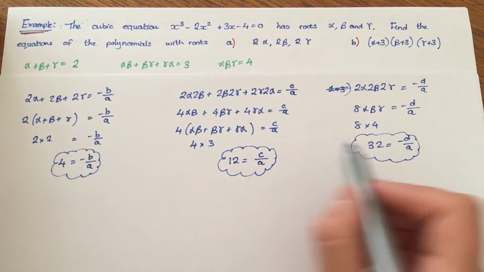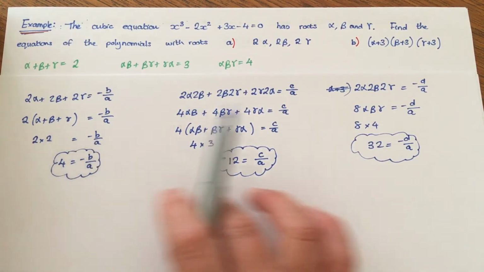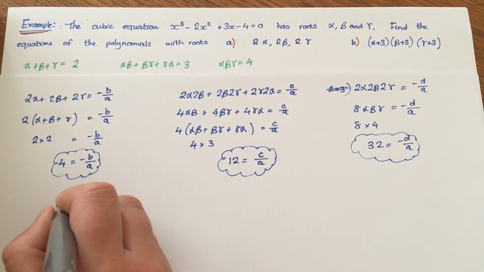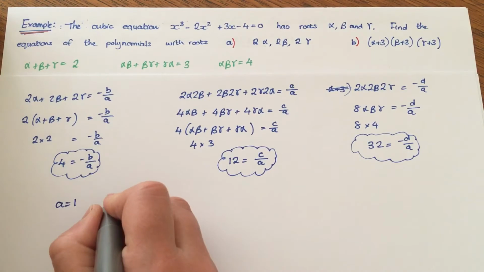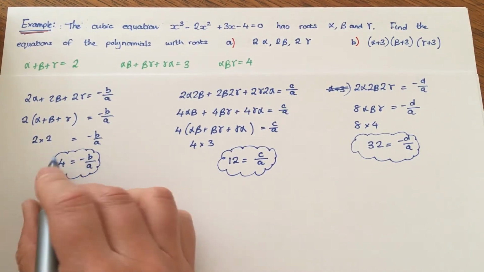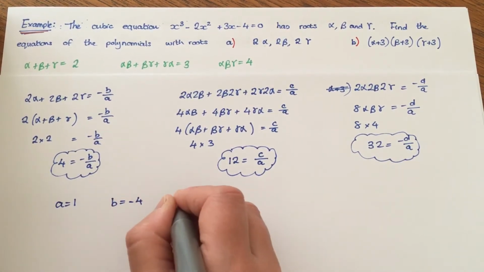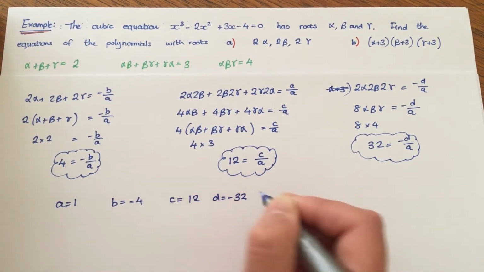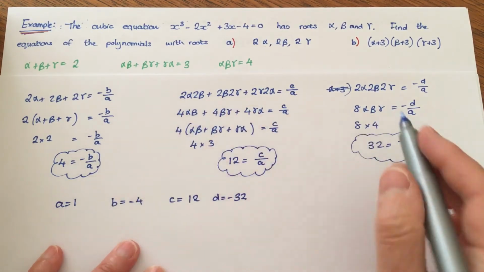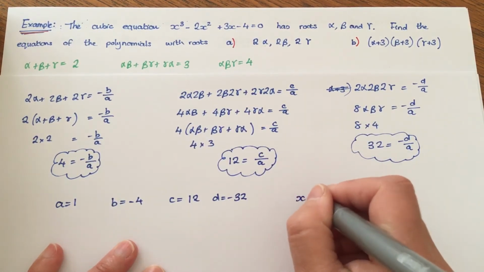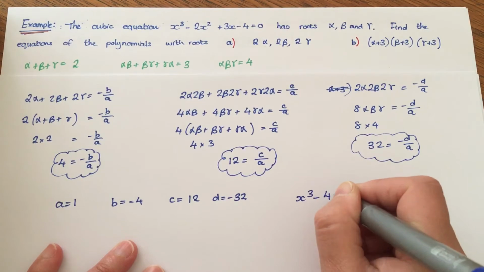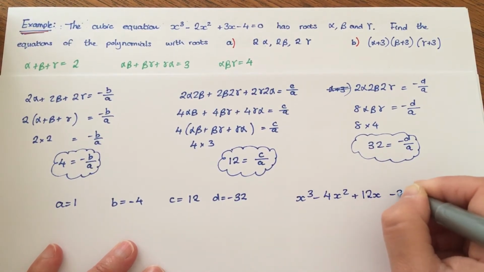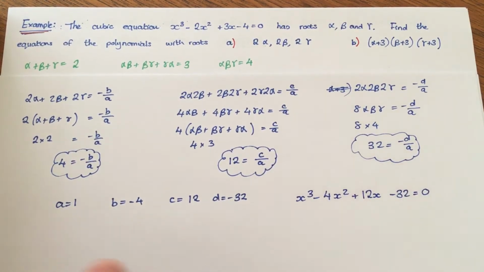Right, there is no denominator in these, so if there were denominators here, you'd have to put them over a common denominator to work out a, but we don't have a denominator here, so we know that a is 1, which means that b is minus 4, c is 12, and d is minus 32. Which means for the equation that I want with these roots, working backwards, I've got x cubed minus 4x squared plus 12x minus 32 equals 0.